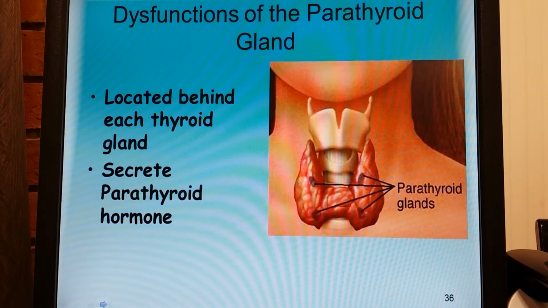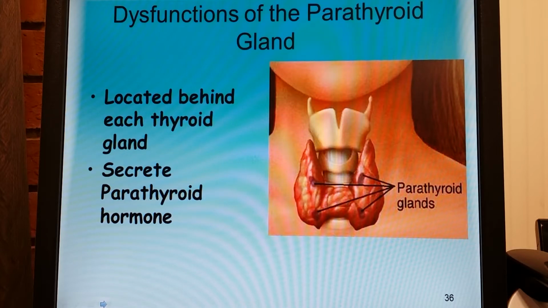Okay, now we're going to start with dysfunctions of the parathyroid gland. The parathyroid gland is located behind, actually embedded in each of the thyroid glands, and it secretes parathyroid hormone. Parathyroid hormone is sometimes also called parathormone. It's important to realize that the parathyroid glands have their own blood supply that they are dependent on, and that blood supply is kind of embedded through the thyroid gland. That has implications for any patient undergoing thyroid surgery.